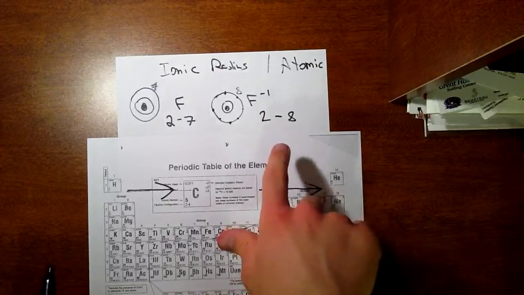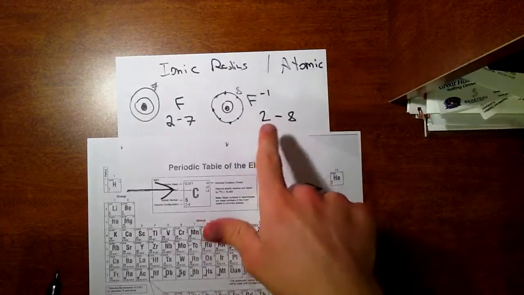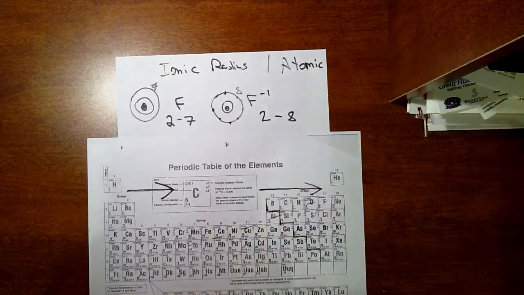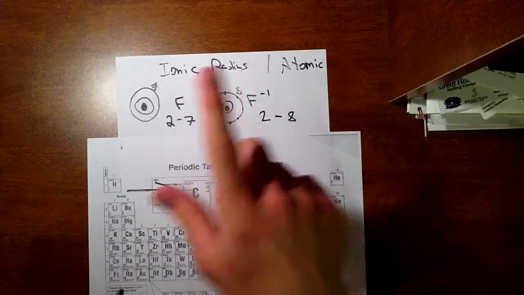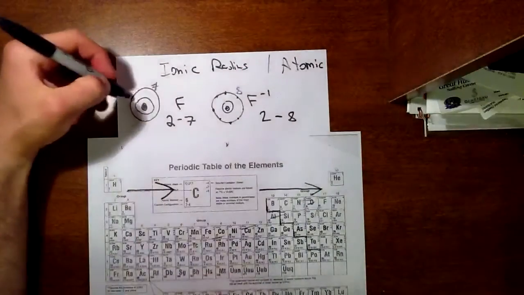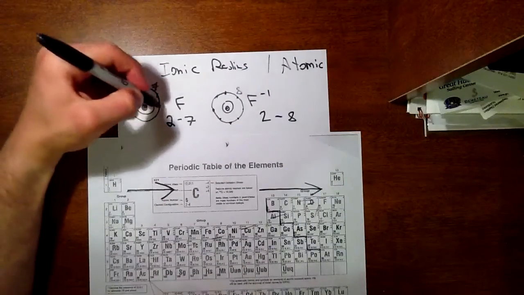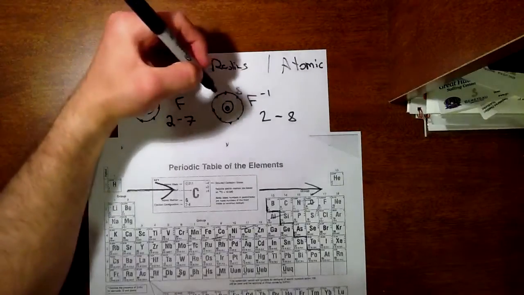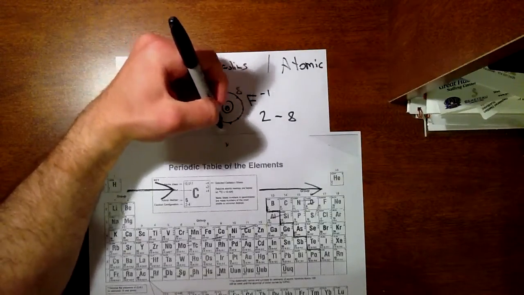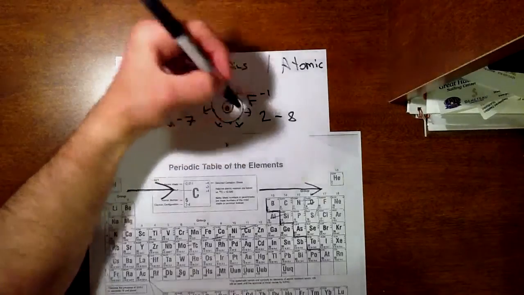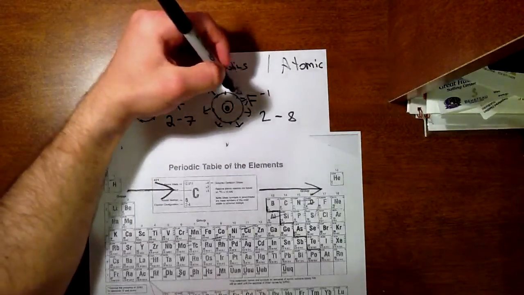We can conclude that a fluoride ion has a greater ionic radius than the atomic radius of fluorine, because here there are only 7 electrons, and they're not going to repel each other as much. These ones are going to try to spread out more, so they're going to increase that radius further. That's the difference between ionic radius and atomic radius.